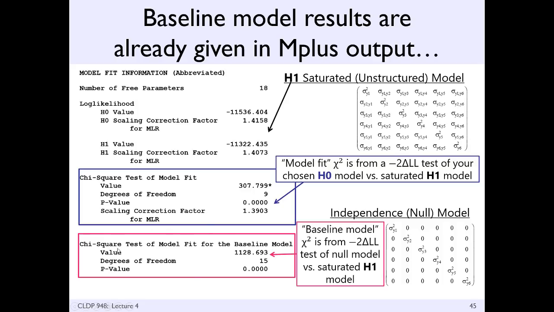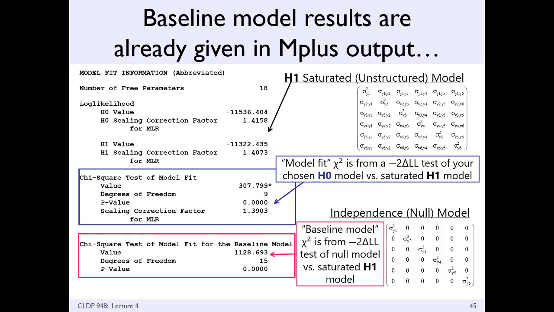The last test here, chi-square test of model fit for the baseline model. That is comparing the saturated model to the null model, the best to the worst. So this one has nothing to do with what you said. This same number will show up just because of the data.